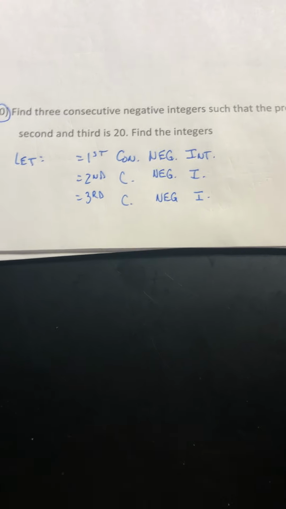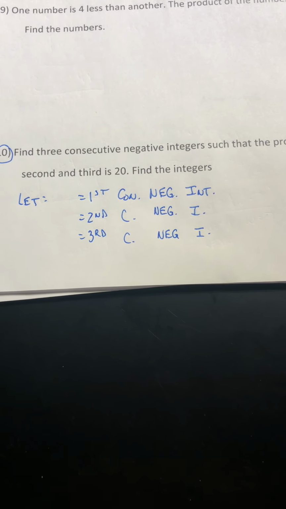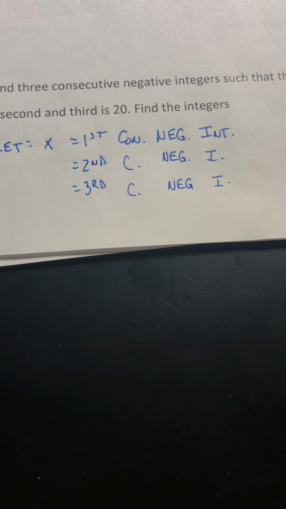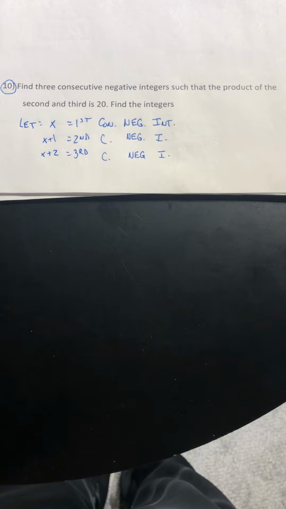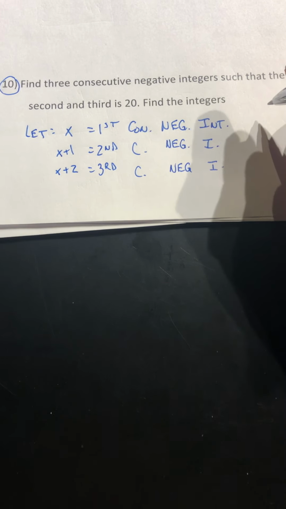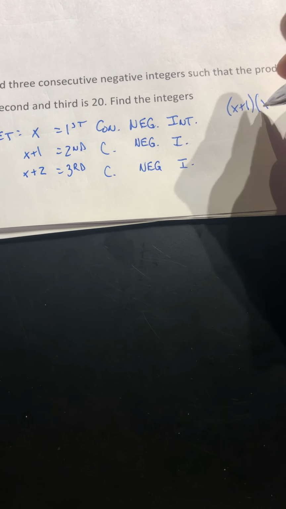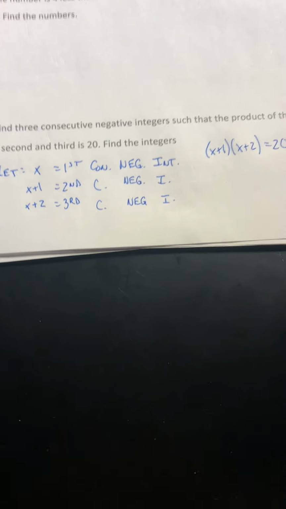Now, consecutive negative integers. That could be like -5, -4, -3, -2, -1. So they're just increasing by 1. So the first one's going to be x. It doesn't say anything about even or odd, so it's just adding 1, then 2, and so on. Such that the product of the second and third, so now we're using the second and third. So we have x plus 1 times x plus 2 is 20. Now we're using these, but it's telling us to find 3.